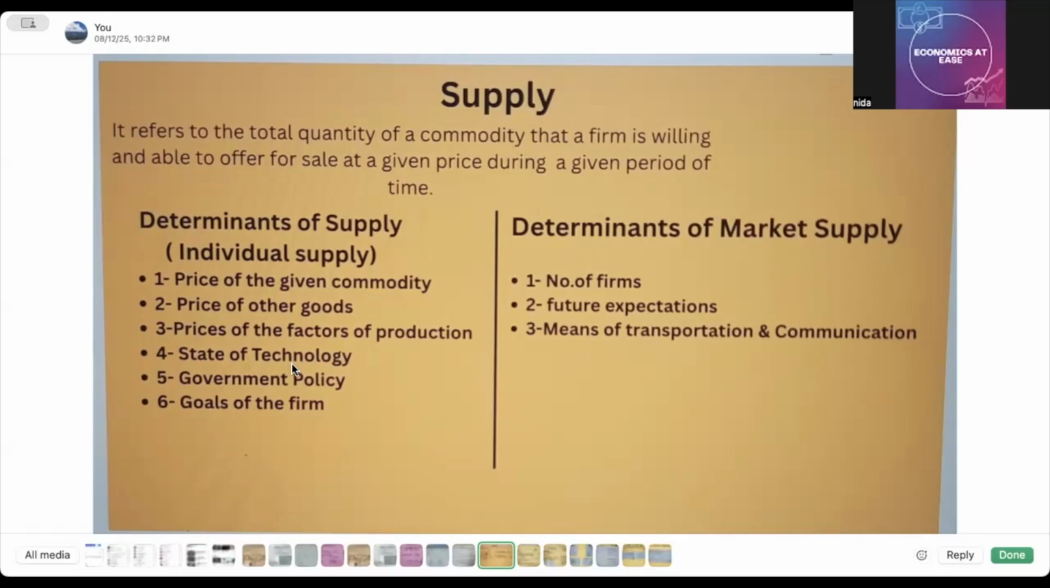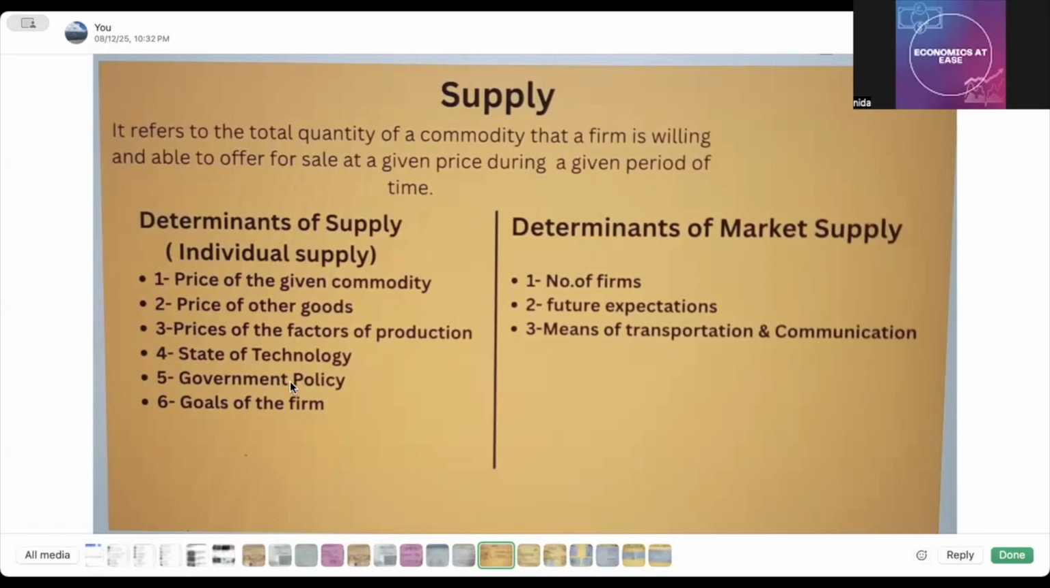Then the state of technology. If modern and updated technology is applied for the production of goods and services, then what happens here? It induces the seller to increase the supply, and because of that the profit is raised, and vice versa. If the state of technology is outdated or complex, then the producers will not increase the supply, and they will decrease the supply. And what happens here? That is because they are not getting more profit.